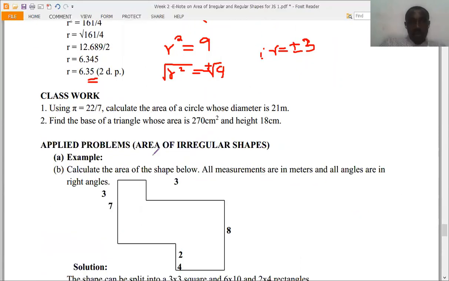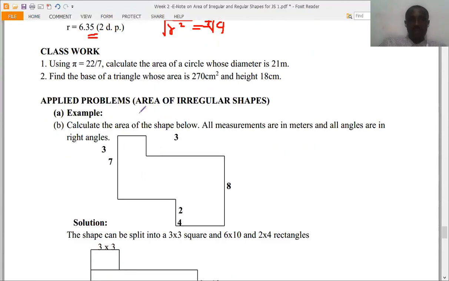Last but not least, we are looking at applied problems, area of irregular shapes. So the first example, irregular shape, I've explained from the beginning of the lesson, in the previous video. Irregular shapes are shapes that have no definite pattern. So here are examples. Calculate the area of the shape below. All measurements are in meters, and all angles are right angles.